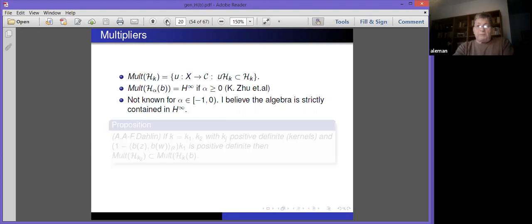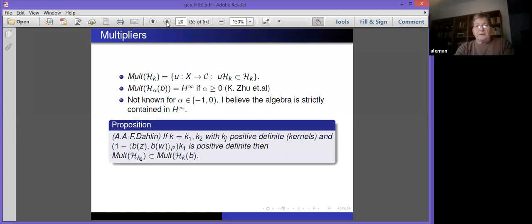It isn't known. But here is how you can approach these multiplier algebras. These are simple observations. Suppose that you have a kernel which can be written as a product, K1, K2, and 1 minus the scalar product of B(z), B(w) times K1 is positive definite. Then the multipliers of the space H(K2) are contained in the multipliers of H(K) of B. So then you get this multiplier algebra as a subalgebra of the multipliers of H(b).